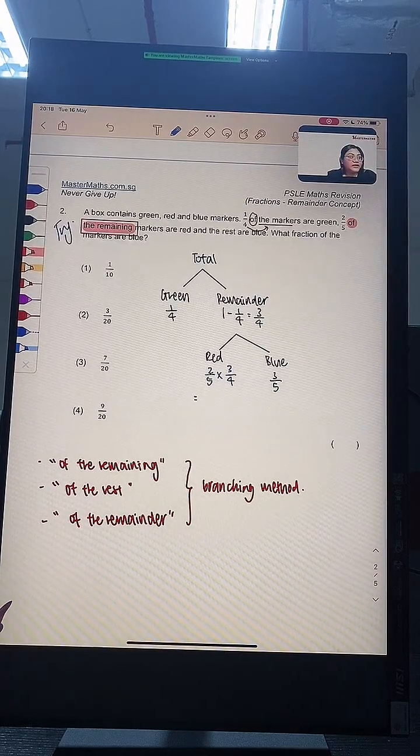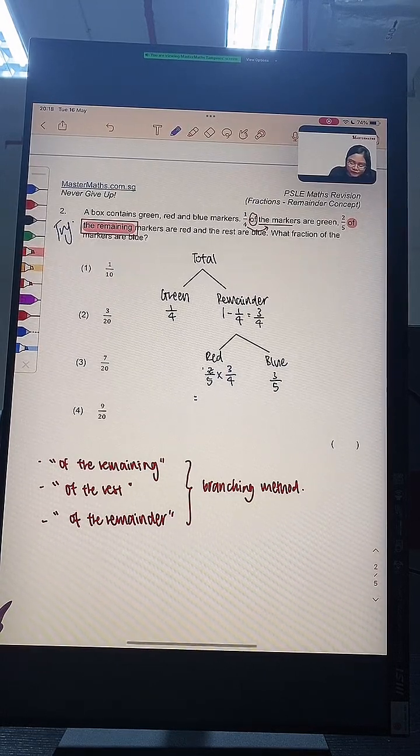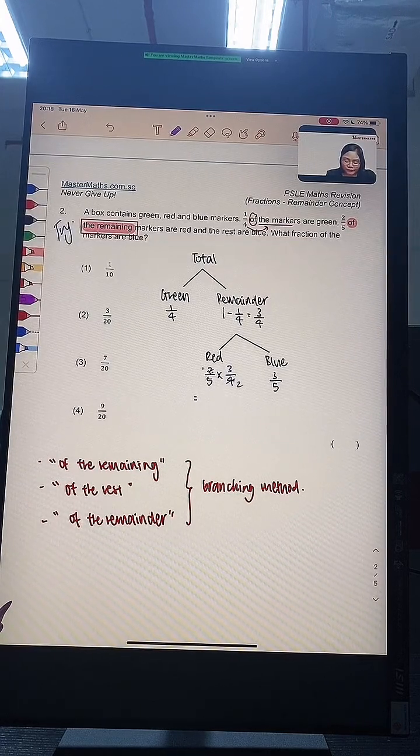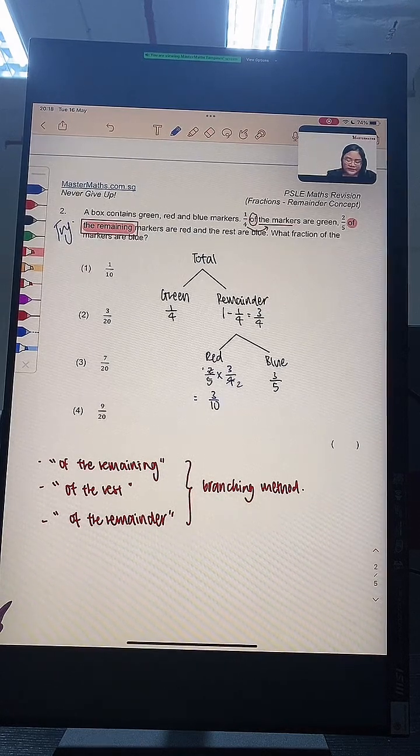And this will give me, what I can do here is to cross cancel, divide 2 by 2, divide 4 by 2. And I am going to get 3 out of 5. I'm sorry, 3 out of 10. I'm going to get 3 out of 10 here.